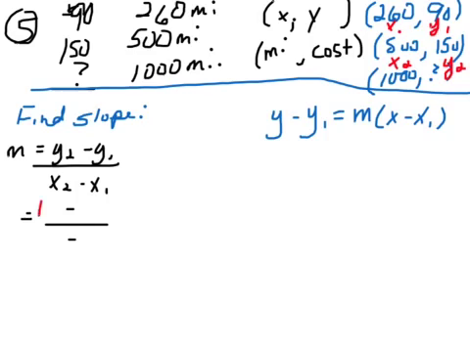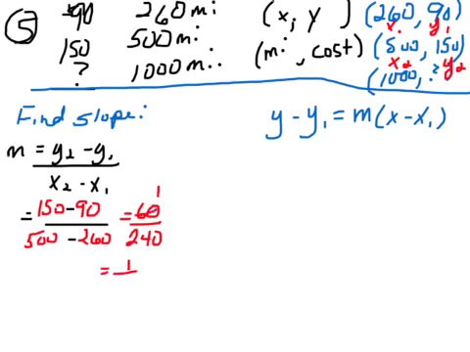y2 was 150 and y1 was 90. 150 minus 90 is 60. On the bottom, x2 minus x1. x2 is 500, x1 was 260. So 500 minus 260 would be 240. And that reduces down. 60 goes into 60 once, and 60 goes into 240 4 times. So my slope is a fourth. Let me put that over here in my formula.